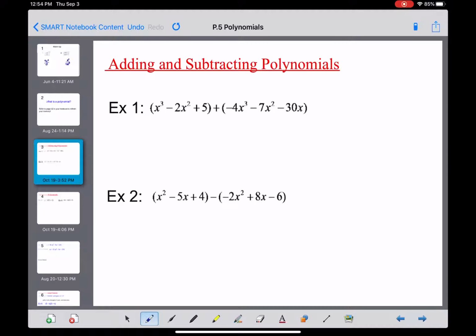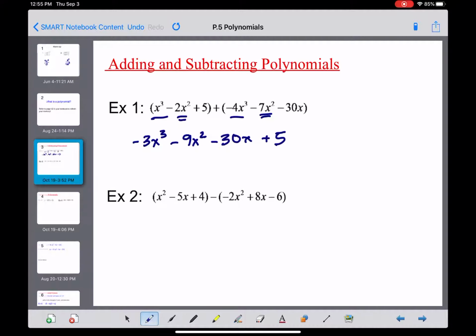Okay, so adding and subtracting, again, this is some review for you. Adding and subtracting, you're really just combining like terms. So on this first one, we don't really need these parentheses because we're just adding. So we're just looking at the terms that we will be combining. So this will give me negative 3x to the third minus 9x squared. And then the 30x doesn't combine with anything, so minus 30x and plus 5. And that's your final answer.